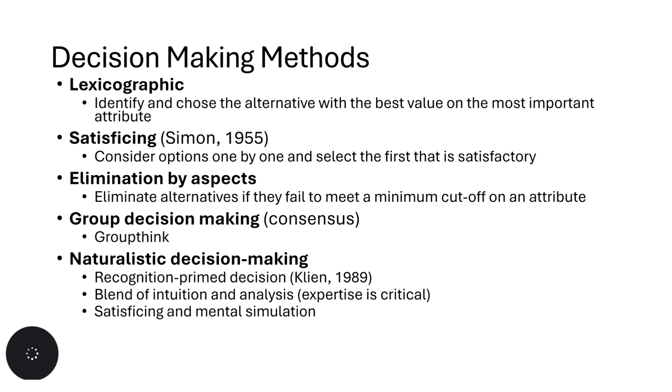Satisficing, just across the board in general, came about a long time ago. So if that's the way you make decisions, you compare all options one by one and select the first one that works. Elimination by aspects. So you eliminate alternatives if they fail to meet a minimum cutoff on an attribute. This can be considered the opposite of lexicographic. Group decision-making processes, so consensus, groupthink, committee-based decision, and then obviously naturalistic decision-making here.